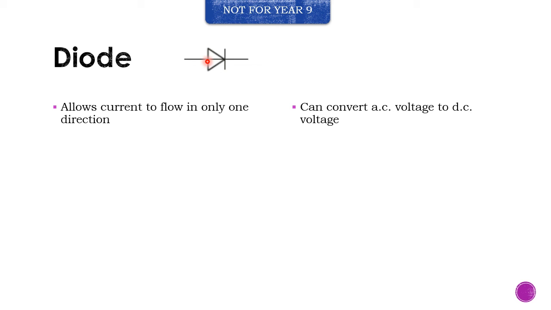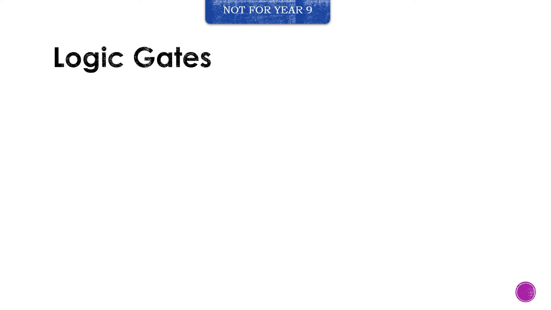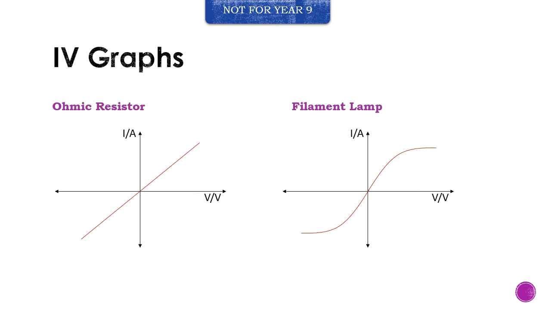Year 10s, we have 2 or 3 things to talk about. One, we'll talk about a component called a diode. The diode is a component that allows the current to only flow in one direction. It's used to convert from AC to DC. We'll talk about IV graphs, as in how do we draw IV graphs. And we'll talk about logic gates, what is their purpose, and what are the different types of gates that we have. Those three are the only things we want to look at now.